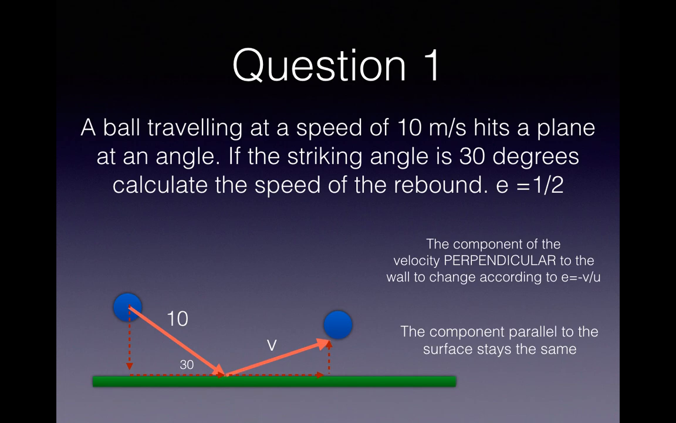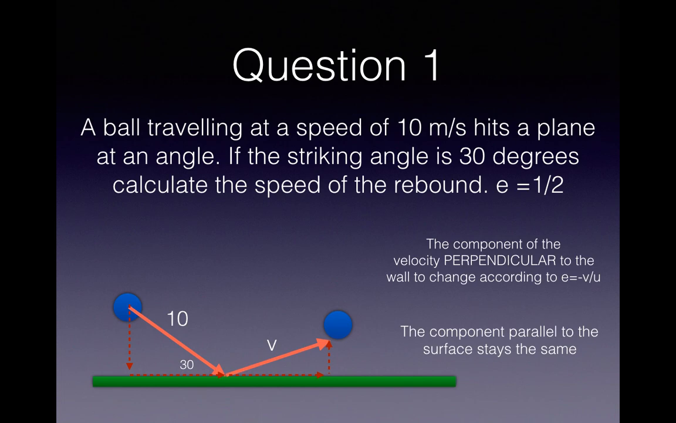And the things to remember here, again, are as follows. The two sentences on the right-hand side: the component of the velocity perpendicular to the wall or the plane, those are the vertical ones, change. So we can see that the two that are in the vertical direction, on the left we have one going down that's quite large, on the right we have one that's going up that is much smaller. In fact, they should be half the size because the coefficient of restitution is equal to a half.